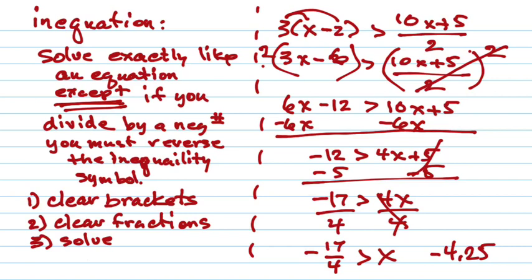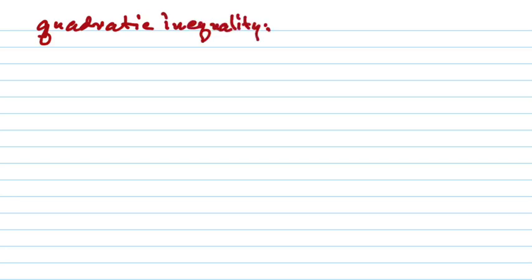The next one is just a quadratic inequation. So it doesn't make any difference. If it's quadratic, you're going to solve it just like an equation. What is the only difference between the two? If you divide by a negative, it's going to reverse the symbol.